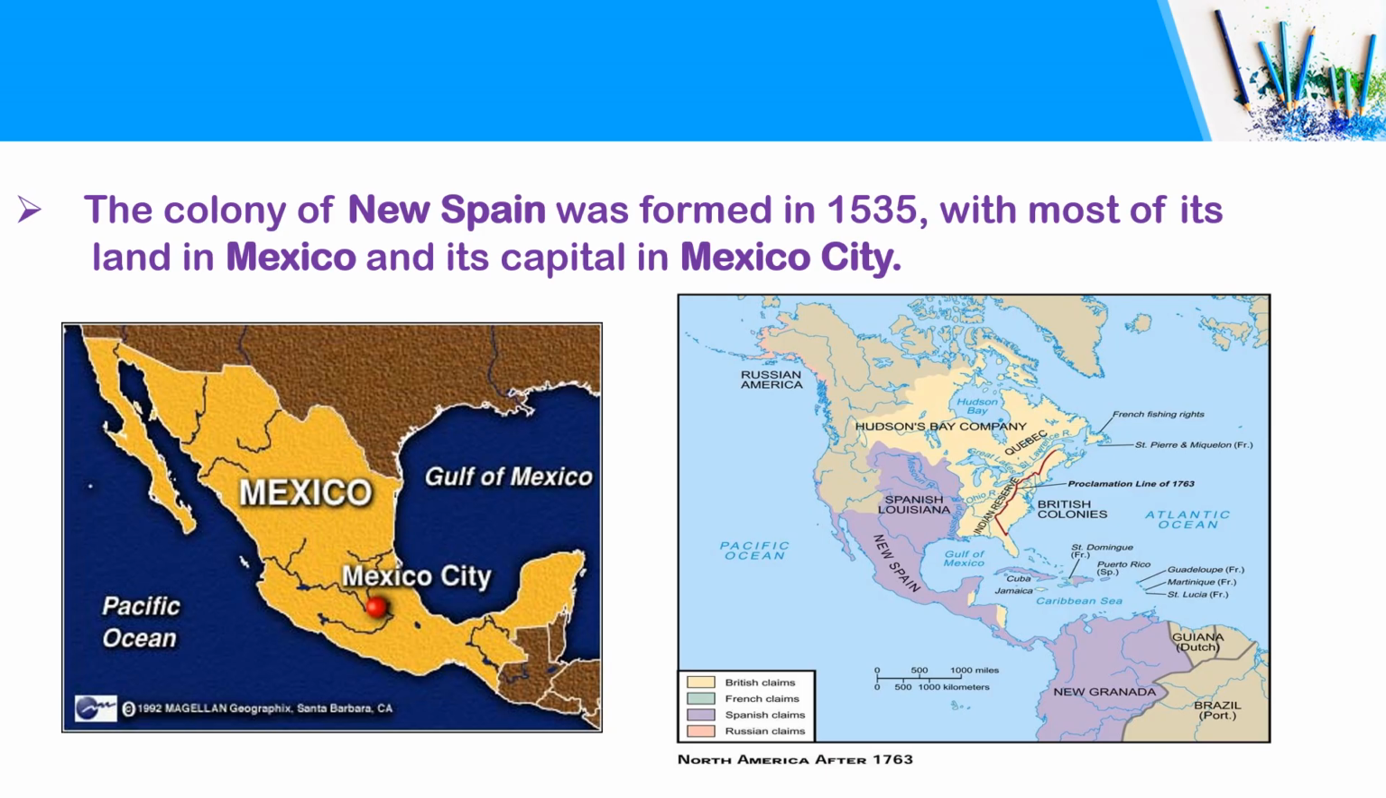The colony, students, of New Spain was formed in 1535 with most of its land in Mexico and its capital in Mexico City. New Spain also included many islands in the Caribbean Sea and the Spanish lands north of what is now Panama.